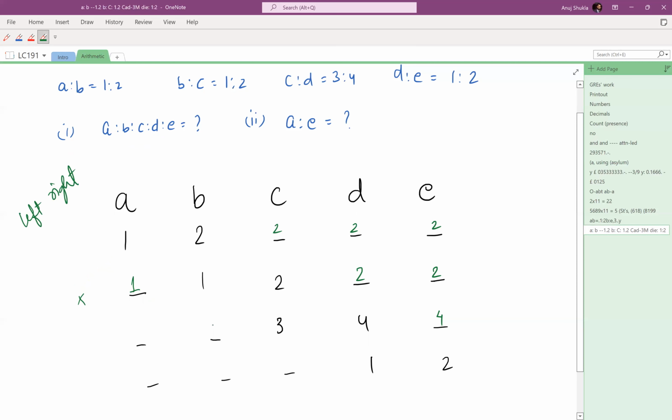Same here. Left, what is there? Nothing, empty. So follow the right one, that is 3. Same here, it will follow 1. And if this is 3, this is also 3. This is 1, so this is also 1.